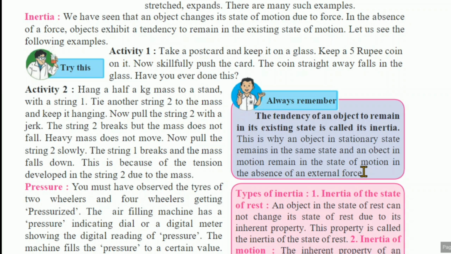If that object is constant or stationary, then it remains stationary. That is due to inertia. And if an object is in motion, it remains in the state of motion although there is an absence of an external force. This continuous motion occurs due to inertia.